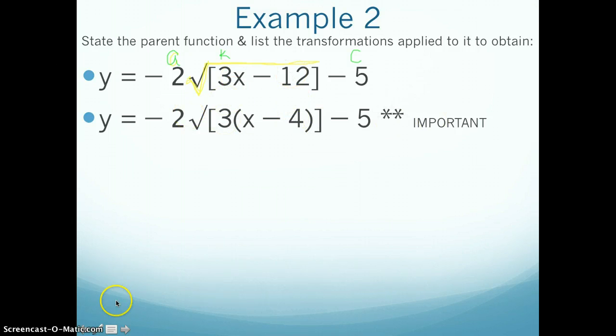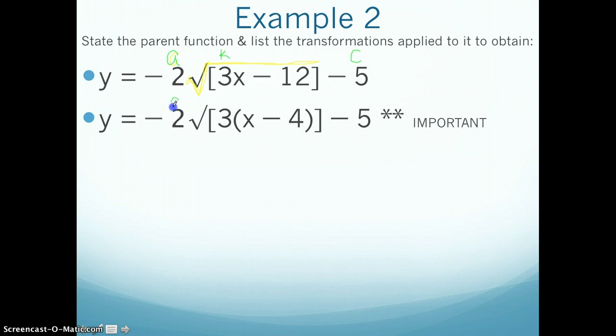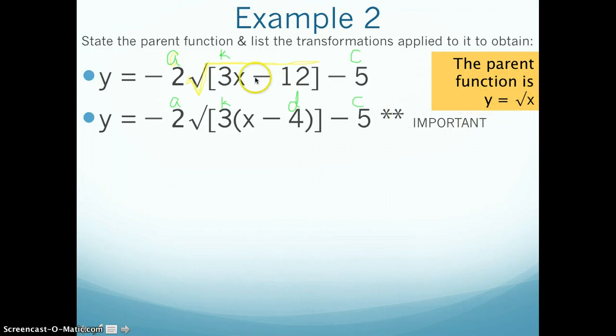So that's really important. So now because we've done that, now we can see that our a is negative 2, our k is positive 3, our d is this 4 right here, and the c is the negative 5 on the end. Great. Okay, so the parent function, like I said before, is y equals the square root of x, and I know that because I can see a square root sign. So the only kind of function that has a square root sign that you know about right now is root function.